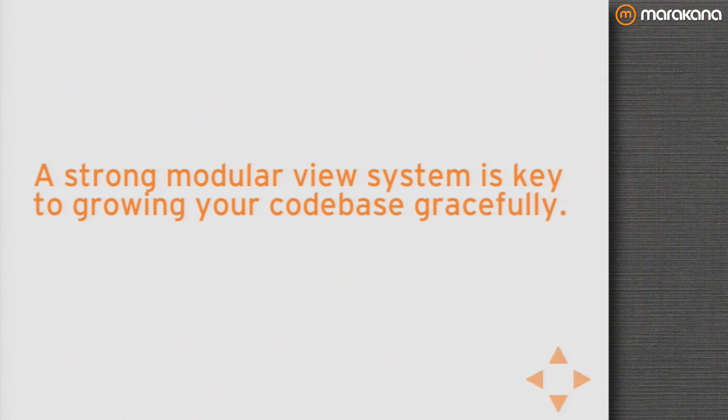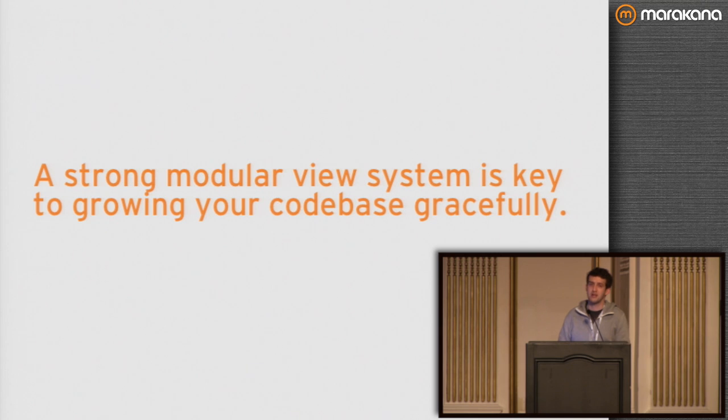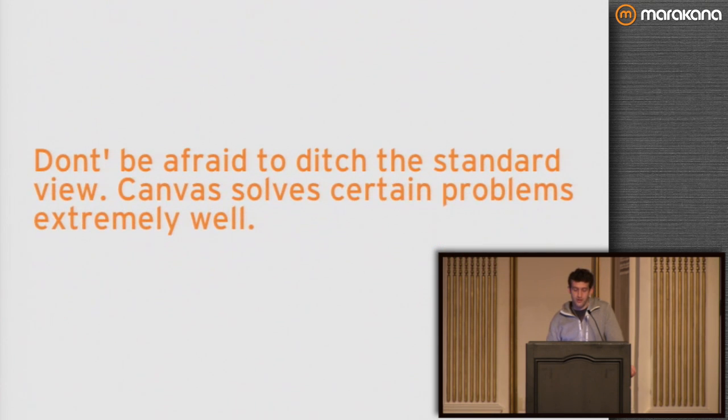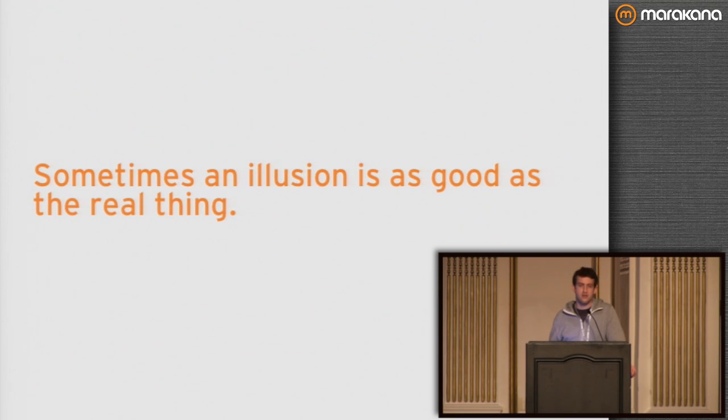So yeah, conclusions. A strong modular view system is really, I think, one of the most important keys to growing your code base gracefully, especially when you're basing it on a Backbone library. Public APIs are inflexible, and they can put the burden on the client. Use flexible, specific services for your production application instead. Don't be afraid to ditch the standard view. Canvas solves certain problems extremely well. And sometimes an illusion is as good as the real thing.